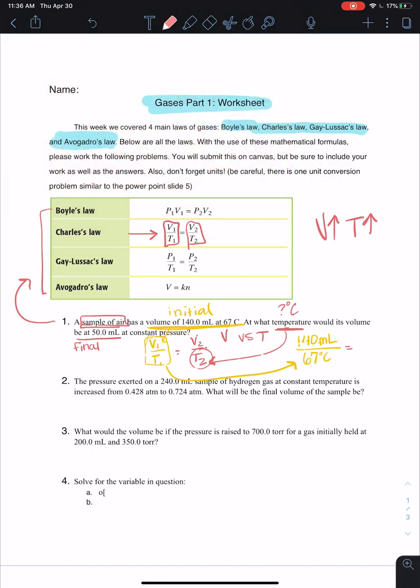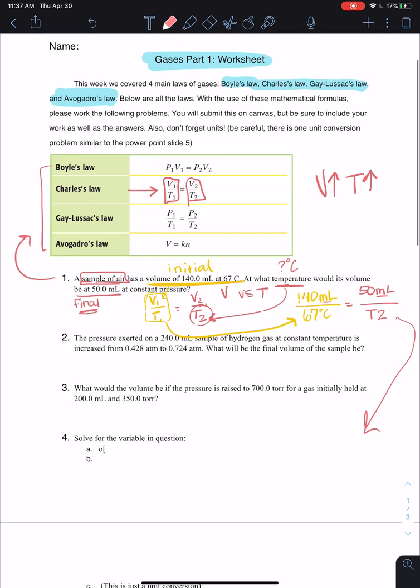And then our final, or our 2, so this was our 1 and this is our 2, our final volume is 50 mL. And all you have to do is make sure that the units match, milliliter and milliliter. And then we're solving for T2. We don't know what T2 is. So there's several ways that you can do this math. I'm going to bring it down here so that you can see.